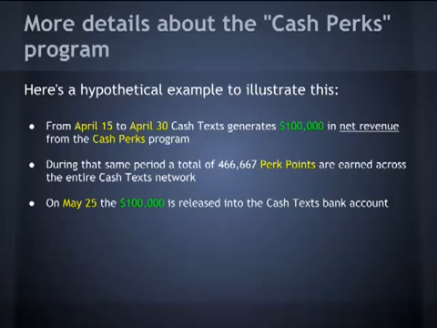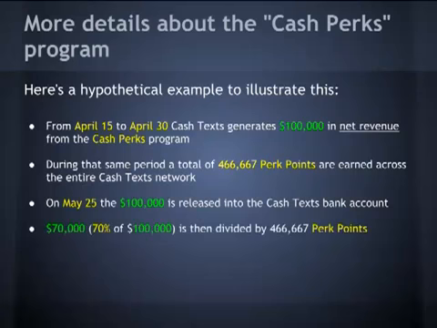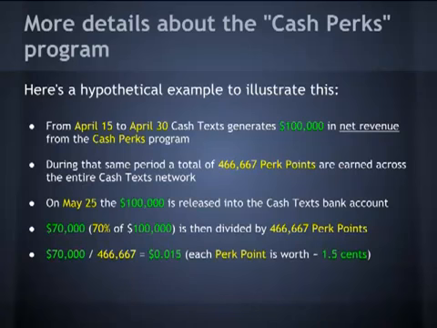So on May 25th, that's a month later, the $100,000, let's say, is finally released into the CashText bank account, $70,000, which is 70% of that. Remember, we said 70% of net revenue is then divided by 466,000 and change. So what that comes to is $0.015 or 1.5 cents. So remember, you made 5 perk points for opening the offer, multiplied by 1.5 cents. You can see that's worth a little more than a CashText.